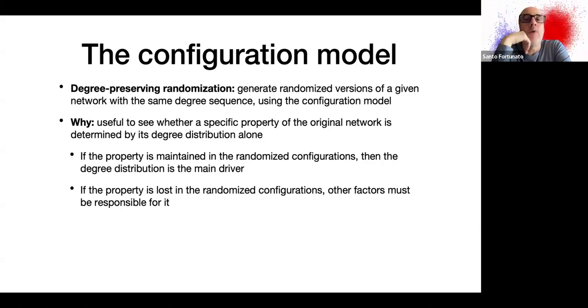But why would I do that? Why would I care? Why would I have to randomize, scramble things this way? This is called degree preserving randomization because you preserve the degree of each node.